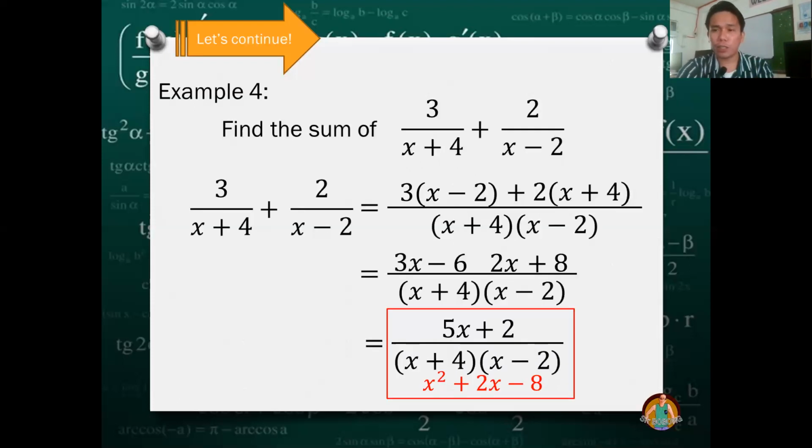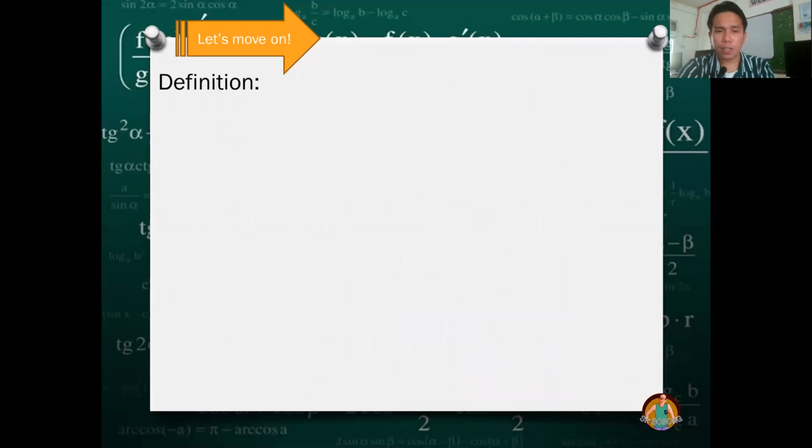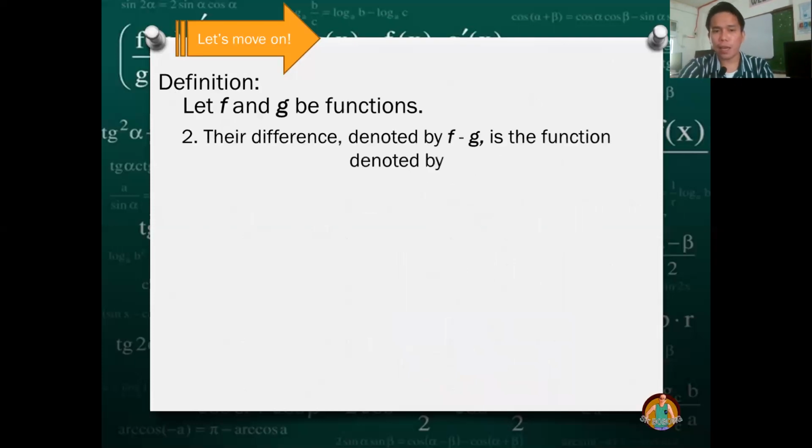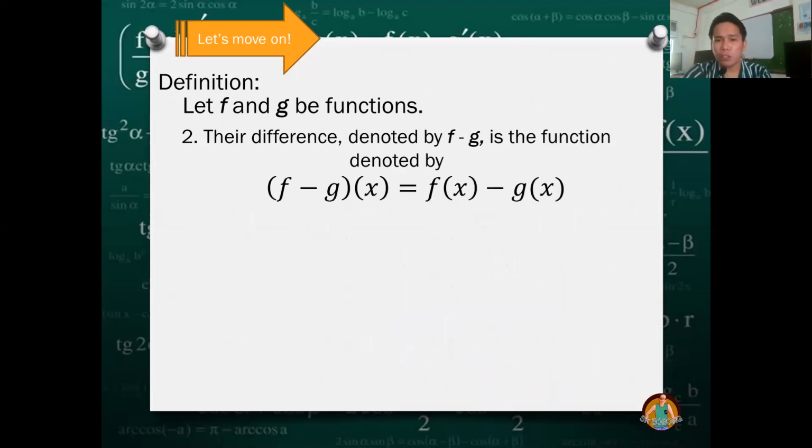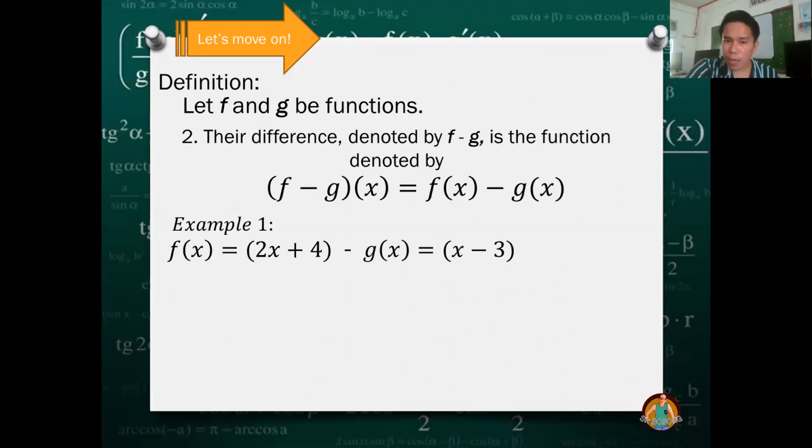We're done with addition. Now let's move on with the definition sa subtraction. Okay? Number 2, their difference denoted by f minus g is the function denoted by f minus g of x is equal to f of x minus g of x. Yan yung kanyang form. Actually, kasi yung difference tsaka sum, wala namang halos magkapareho. Dito lang. Okay? Let me give you this example. F of x is equal to 2x plus 4 minus g of x is equal to x minus 3.